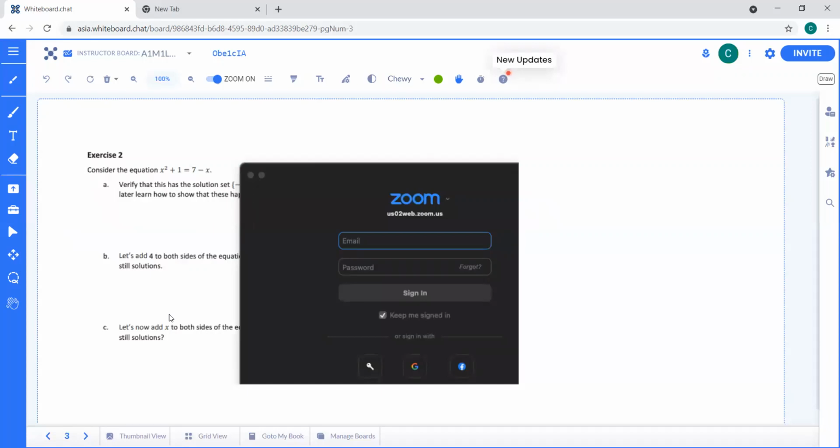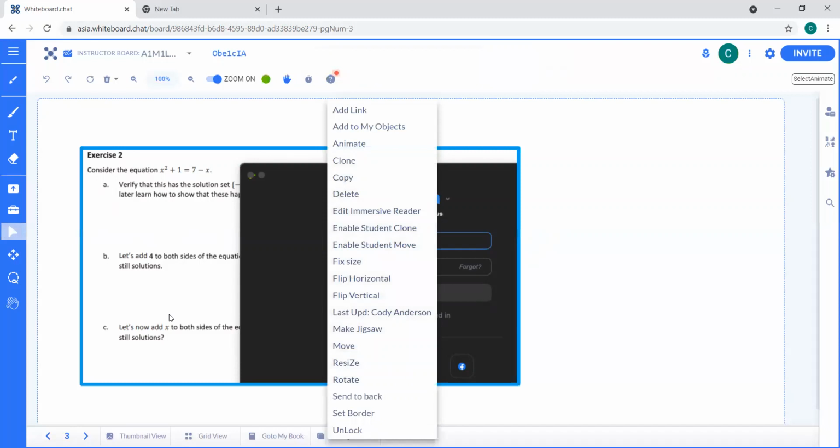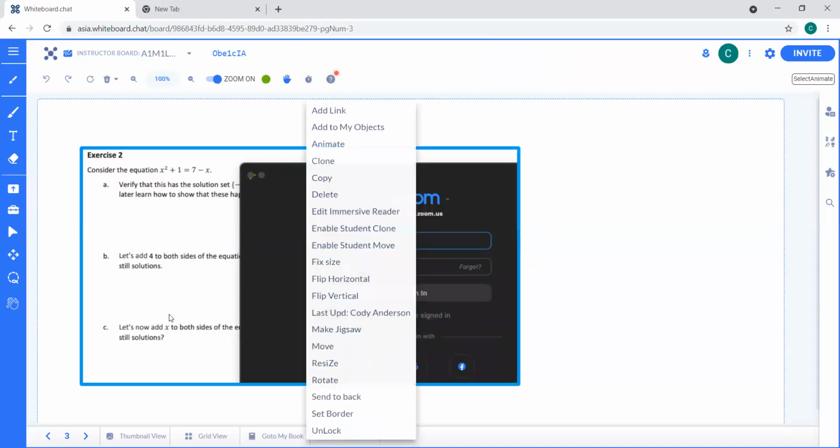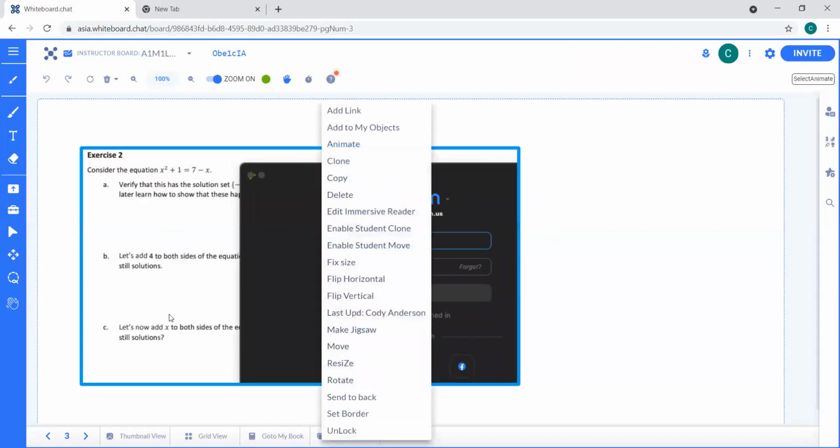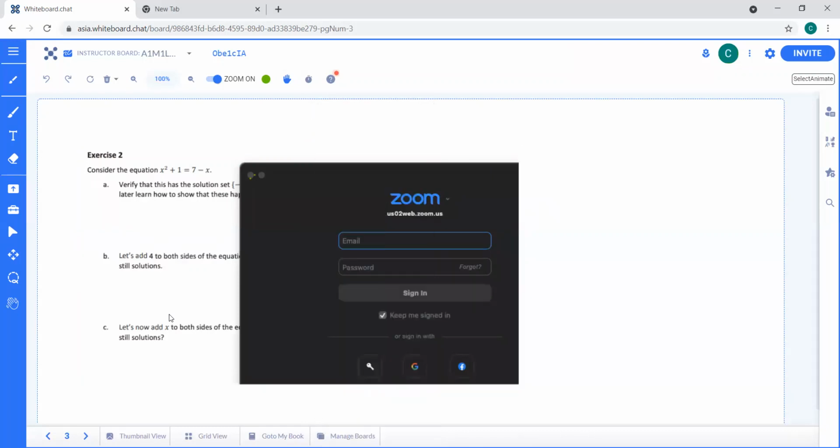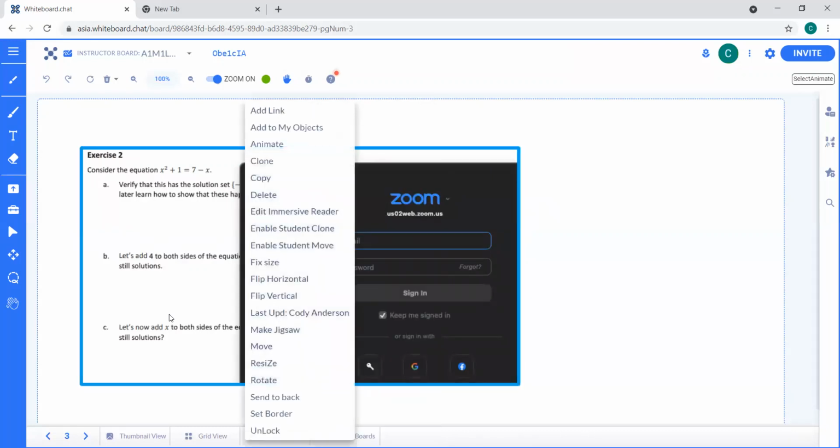Oh no, what is this? Let's go get that. What is that? Why in the world? What is this? Why is there a Google or Zoom on here? Go away.